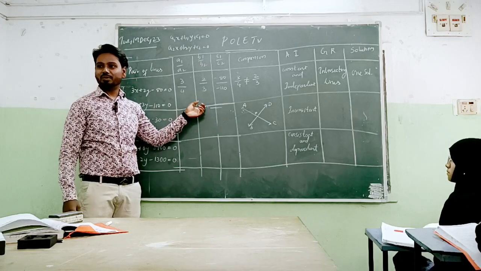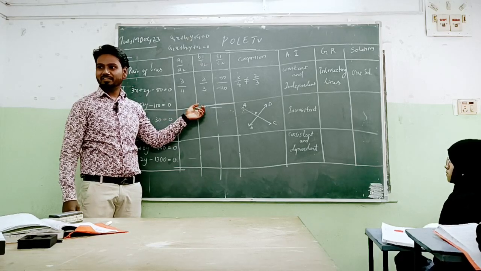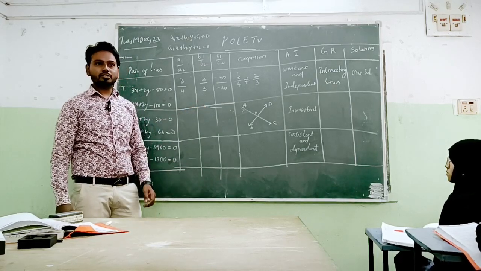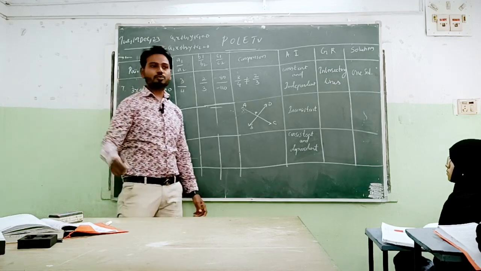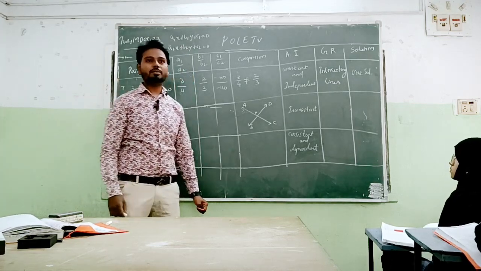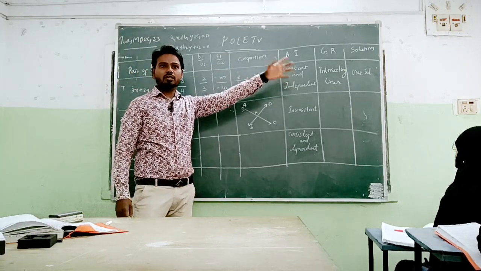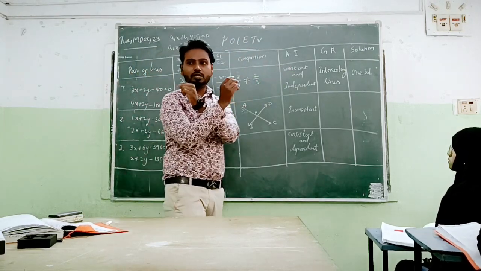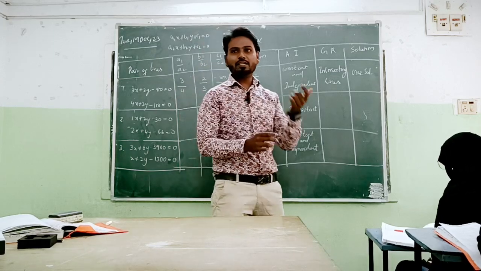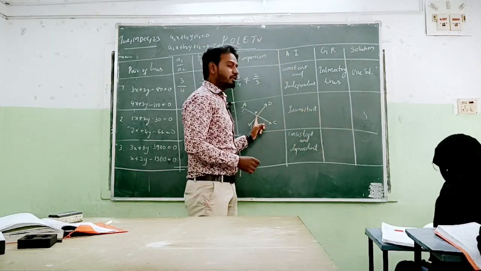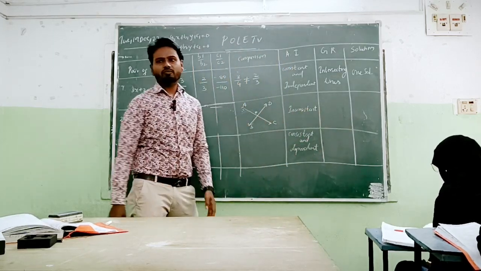Next, algebraic interpretation. It's there in the textbook also, you can have a look. Algebraic interpretation, graphical representation. GR means graphical representation like this. One solution means the lines will intersect at only one point.